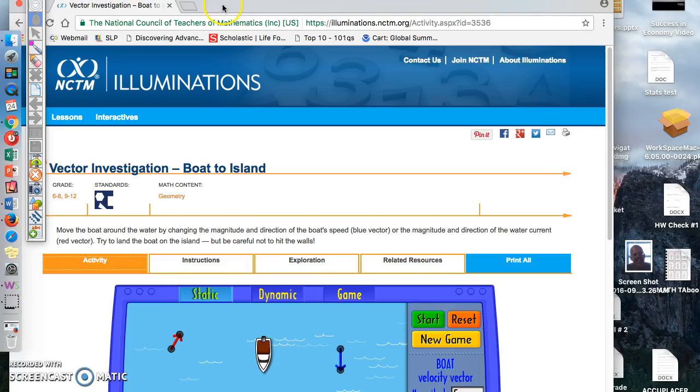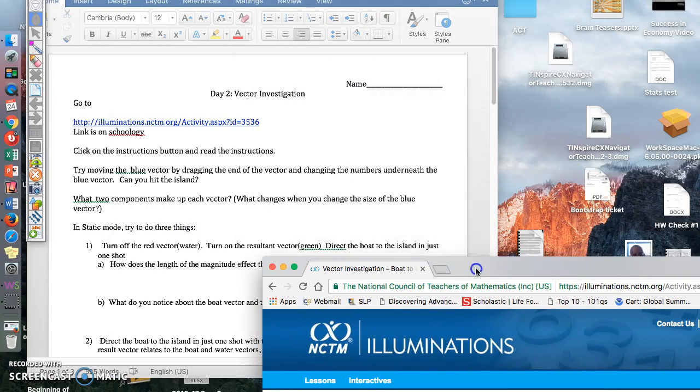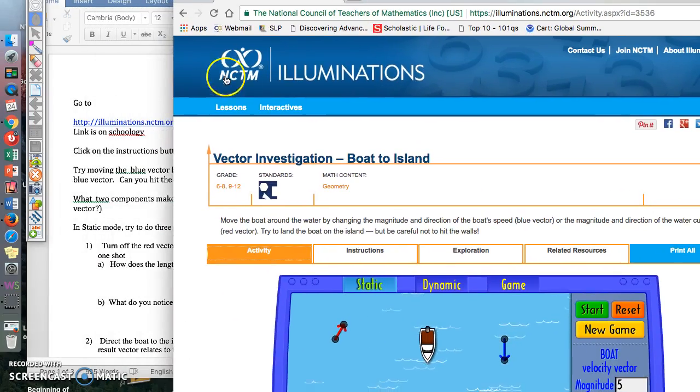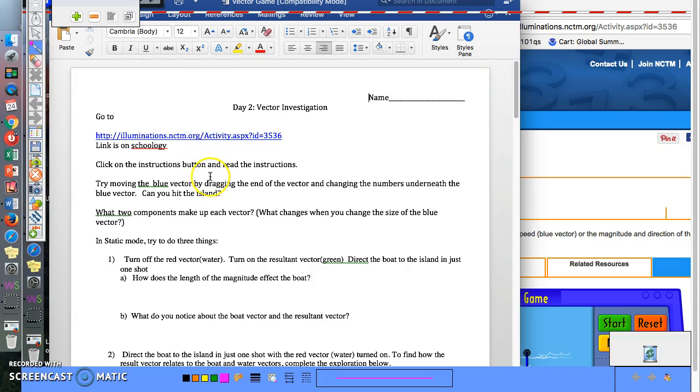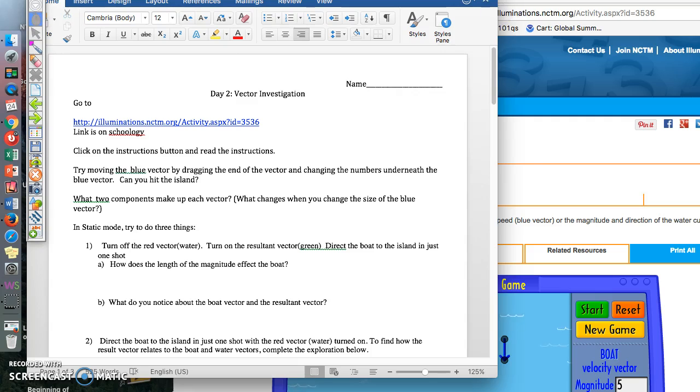So if we go back to this activity here, the first question it asks us, let's see, it says try moving the blue vector by dragging the end of the vector and changing the number beneath the blue vector. Can you hit the island?